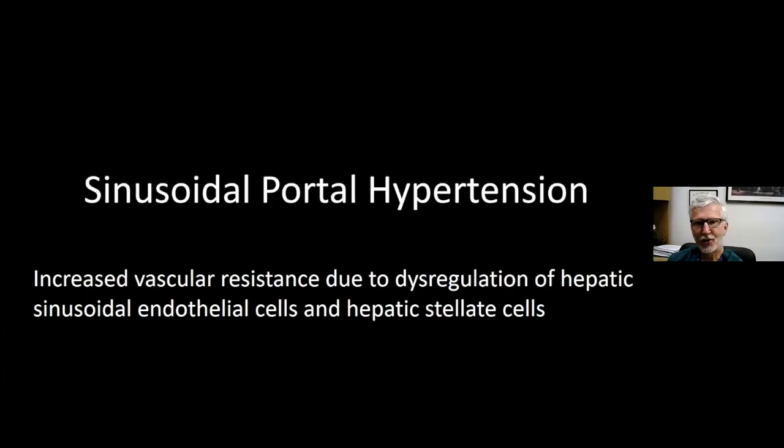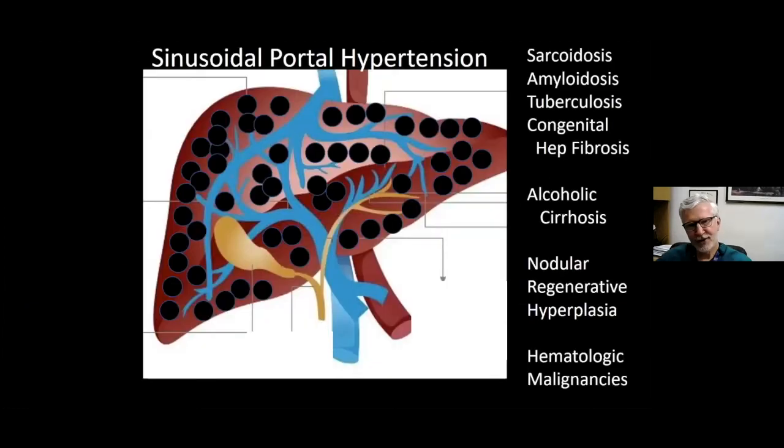So sinusoidal portal hypertension is described as increased vascular resistance due to dysregulation of the hepatic sinusoidal endothelial cells and the hepatic stellate cells. So here's an illustration of what's going on here. The hepatic veins are wide open, portal veins are wide open, unless it's very late in the disease when they start becoming thrombosed. And the patient has fibrotic changes all throughout the parenchyma of the liver.